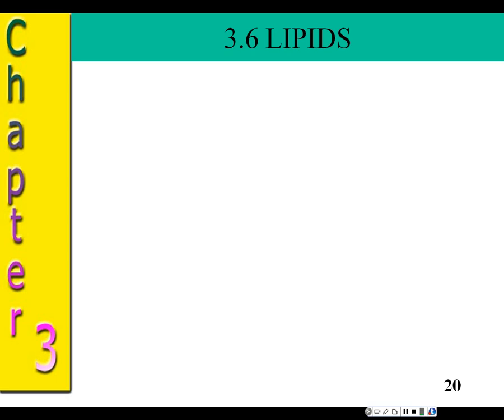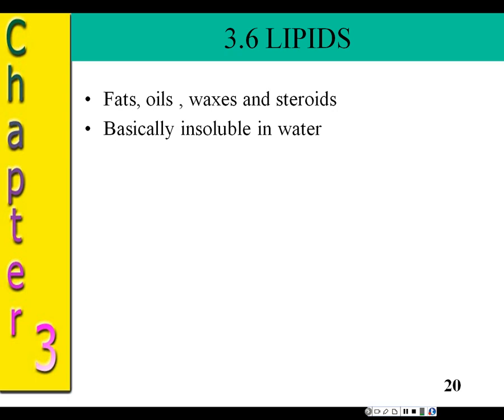All right, the lipids. Oh boy, here we go. These guys: the fats, the oils, the waxes, and the steroids. We know that these guys are basically what? Insoluble in water. We talked about it the other day.